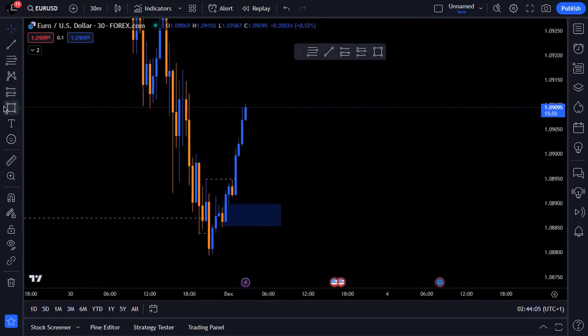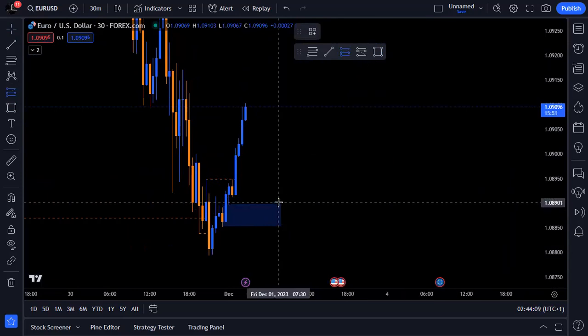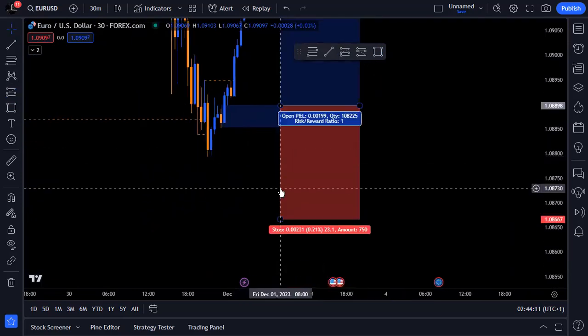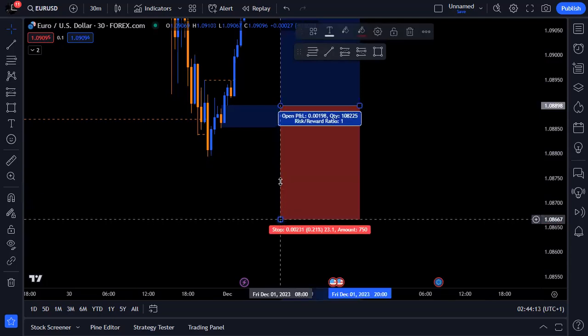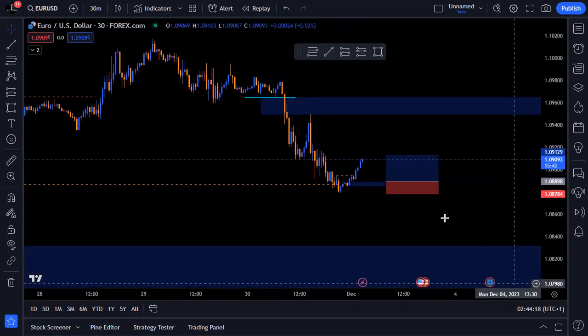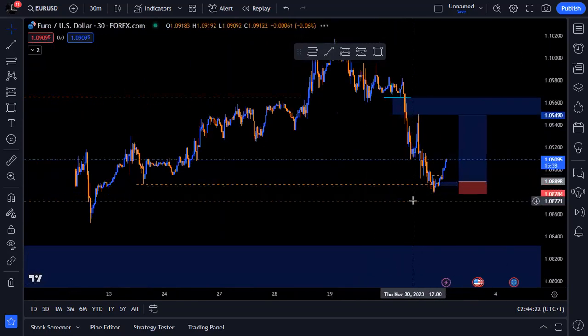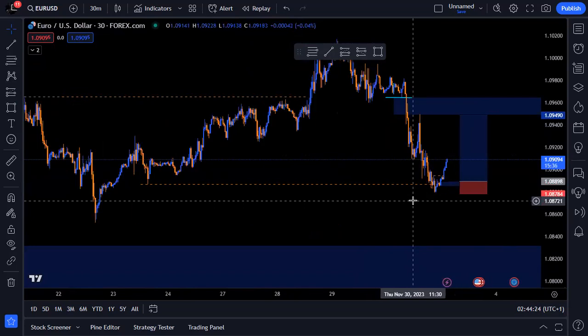So what you can do is put your buy entry here, and your stop loss will be above this major low right here. Your take profit, of course, as you know, you'll be targeting external range liquidity. This is very simple, guys.